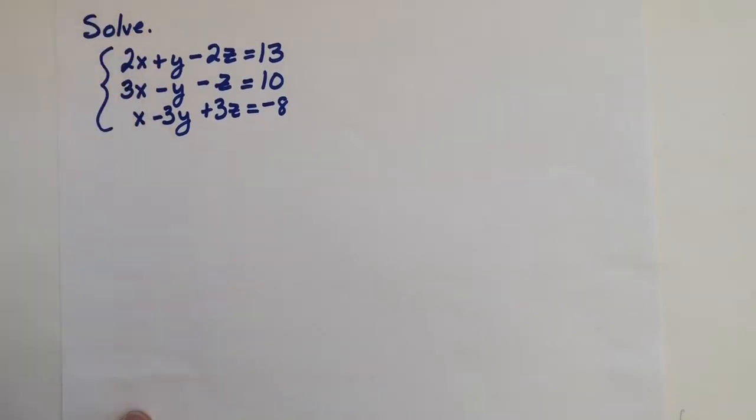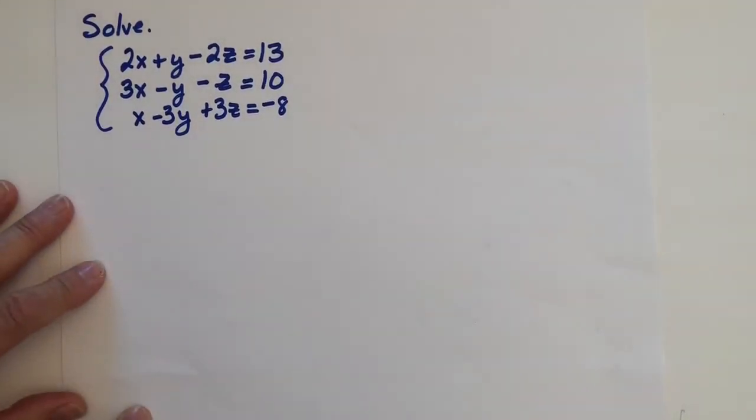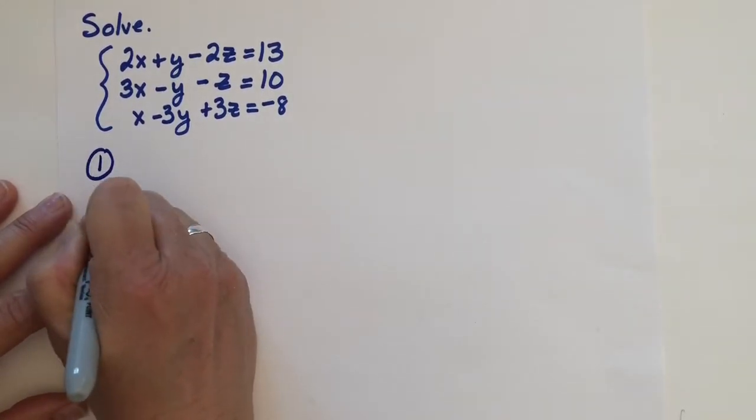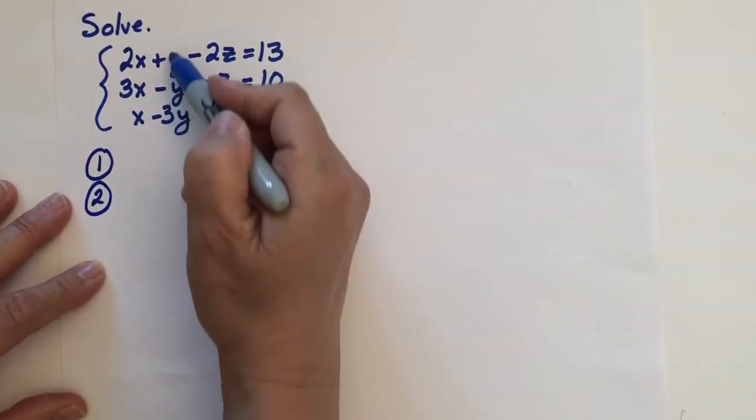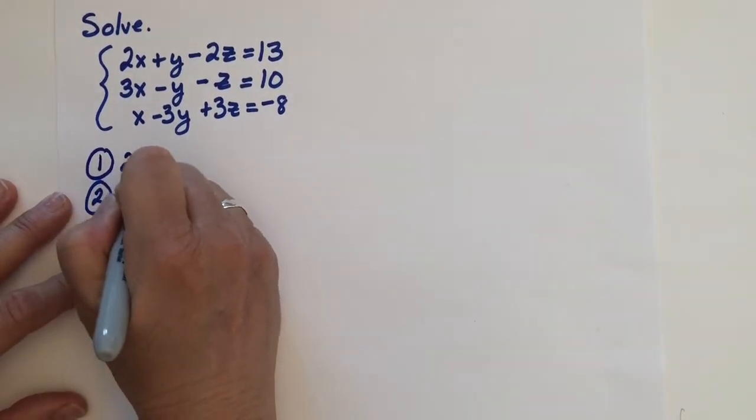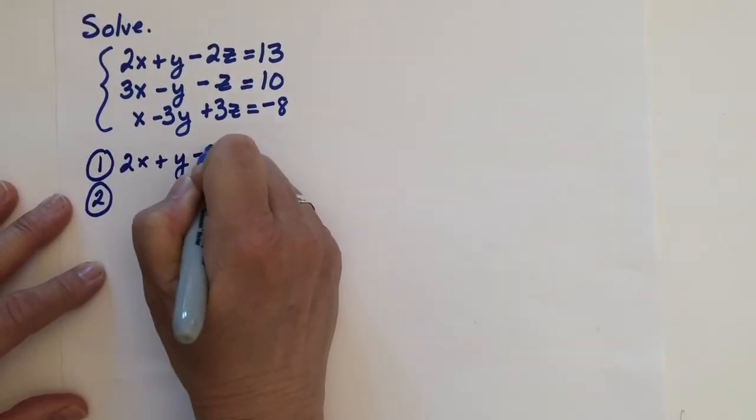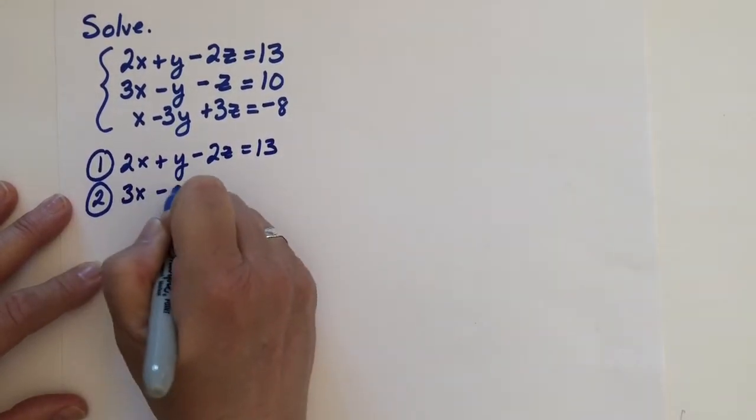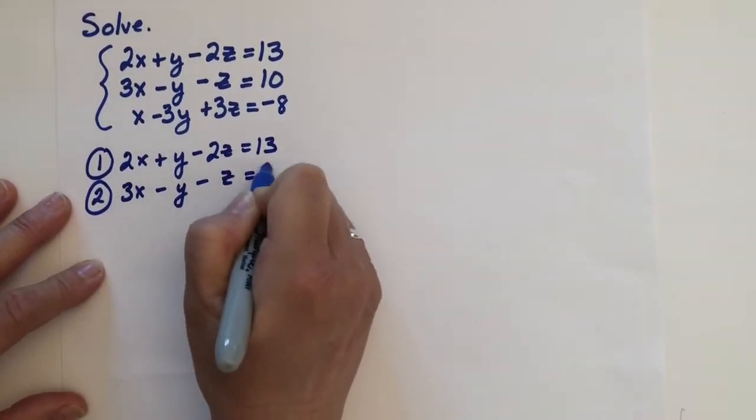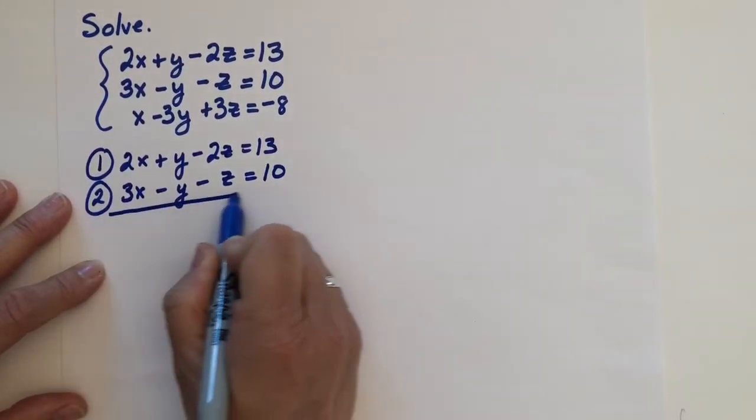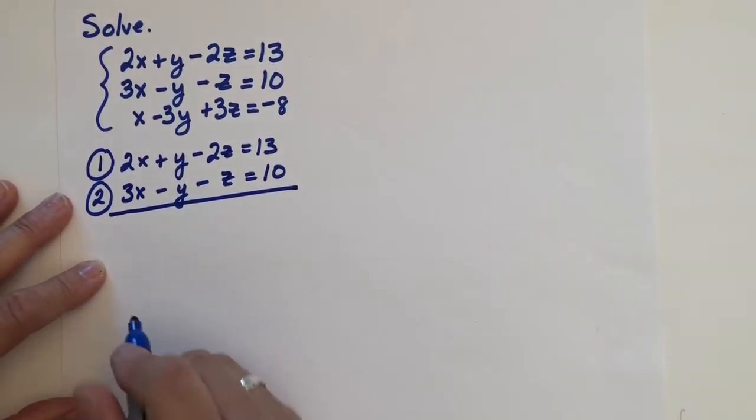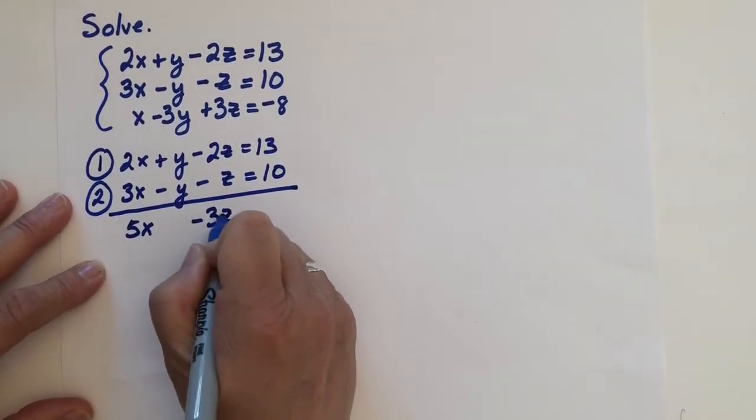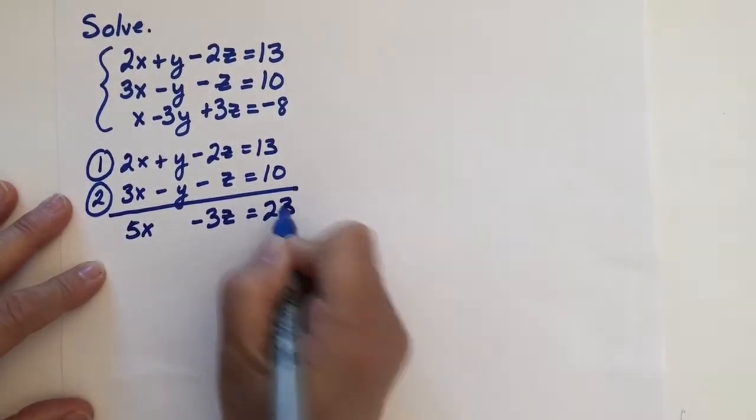Right here in equations 1 and 2, if I add those together, the y's will be eliminated. So that's what I'm going to do. I'm going to use equations 1 and 2. They're already opposites, so I don't need to multiply by any number. Just jot them down. And then add, and one of our variables will be eliminated. So we have 5x minus 3z equals 23.